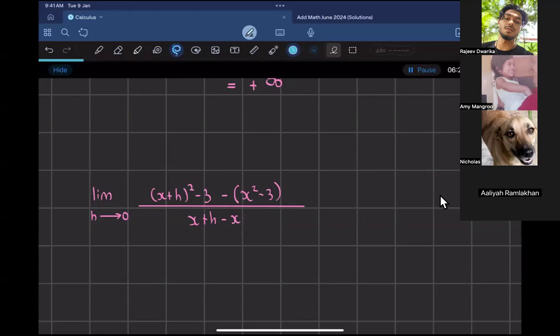So guys, I'll say one more time. In these kinds of questions, you want to expand, simplify, and factorize if you can. All right.